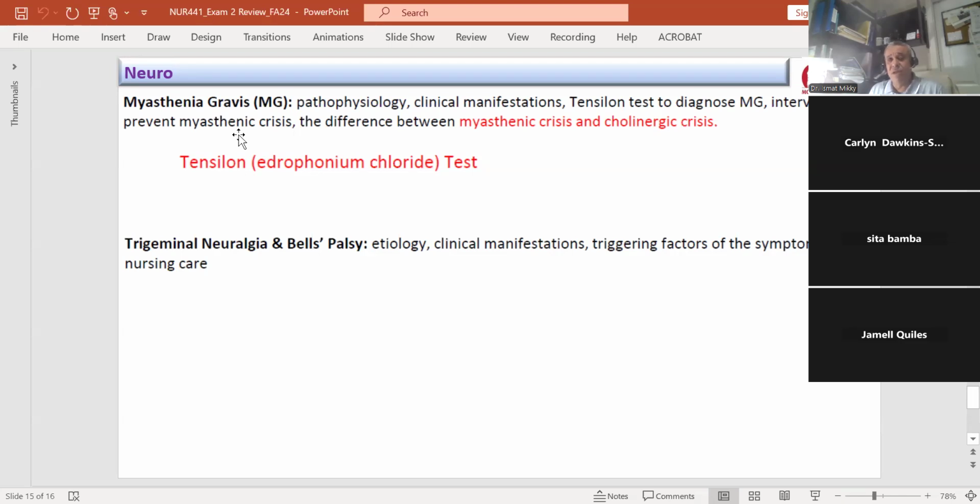If you're still confused or unsure about something, like the difference between myasthenic crisis and cholinergic crisis, I think we spent a good amount of time in class going over this and the Tensilon test. What would be the potential adverse effect of the cholinesterase inhibitors?